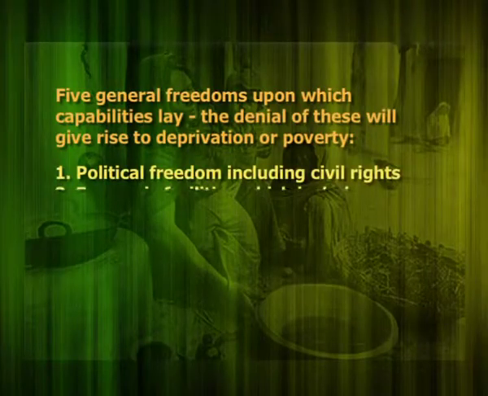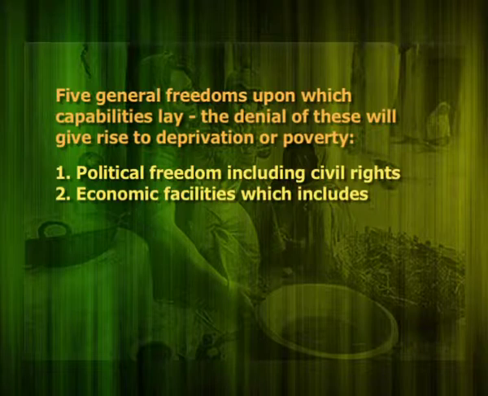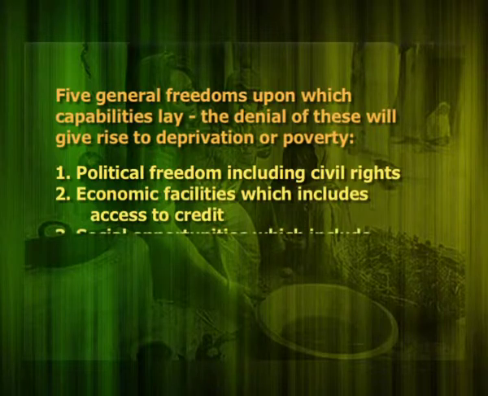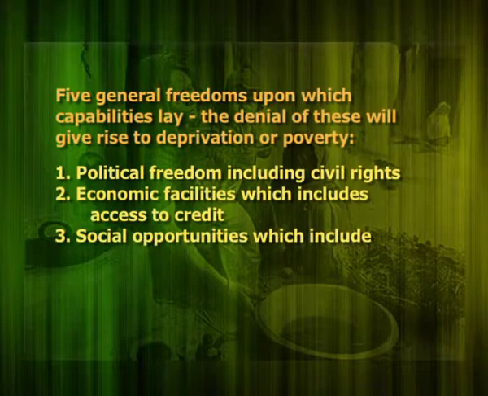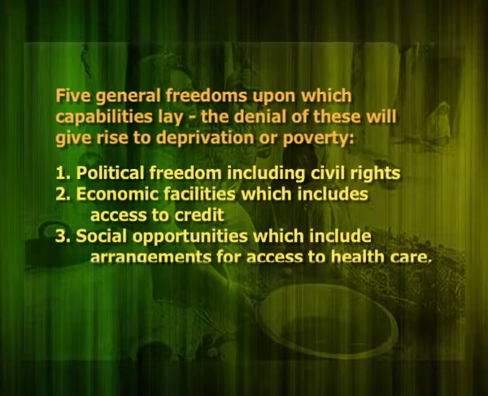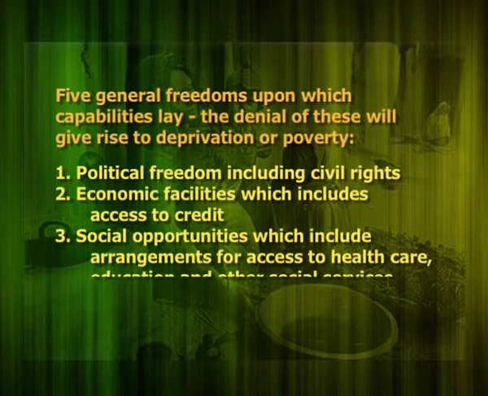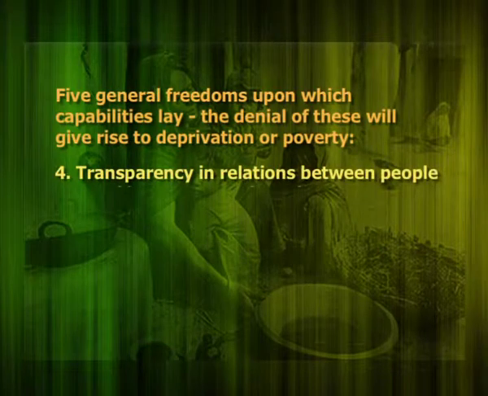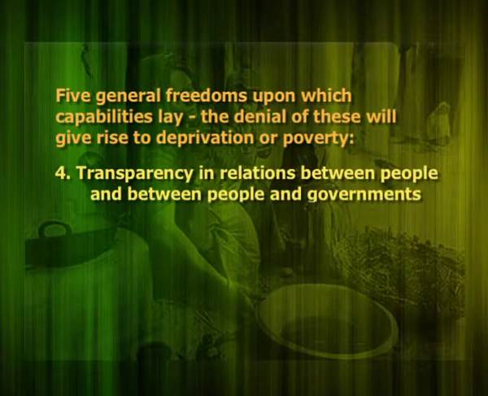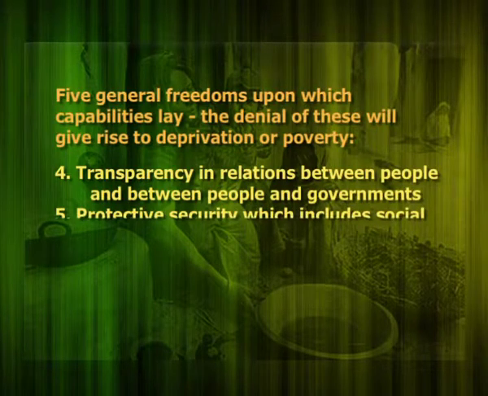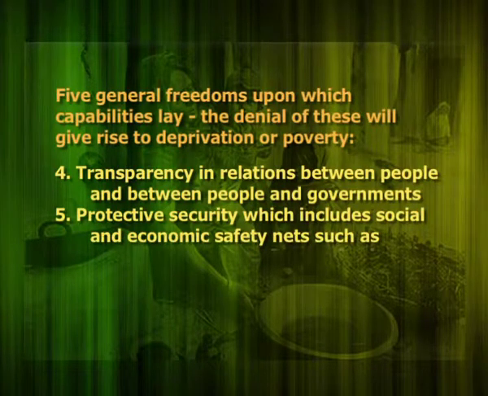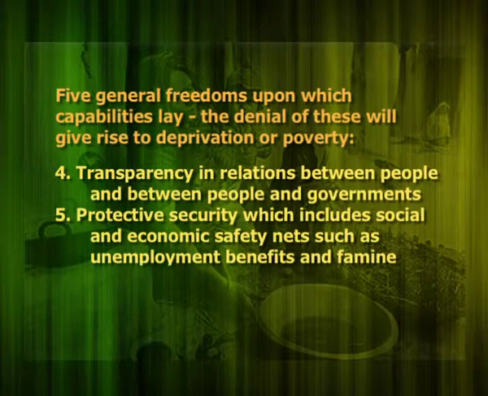The first is political freedom, including civil rights. The second is economic facilities, which includes access to credit. The third is social opportunities, which include arrangements for access to healthcare, education and other social services. The fourth one is transparency in relations between people and between people and governments. And the fifth one is protective security, which includes social and economic safety nets such as unemployment benefits and famine and emergency relief.